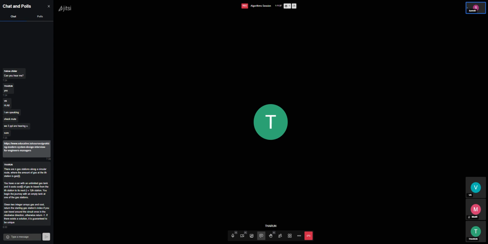Venkat, maybe after the meeting, you can try with different inputs from LeetCode. They have a couple of inputs, right? Try to see if it is breaking for any of the inputs. Yeah, sure, that's good.